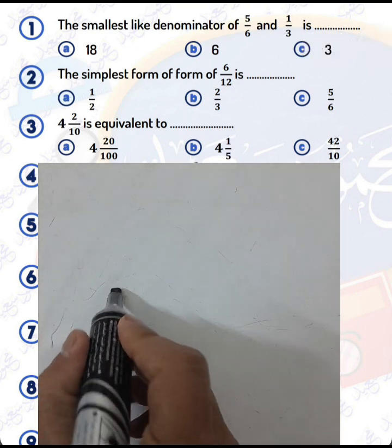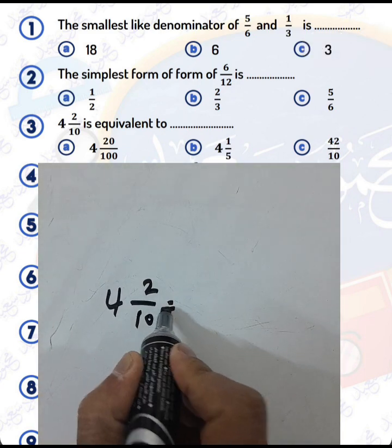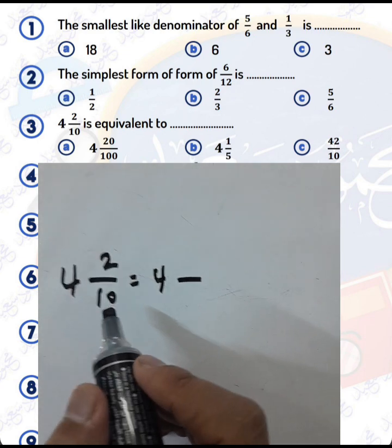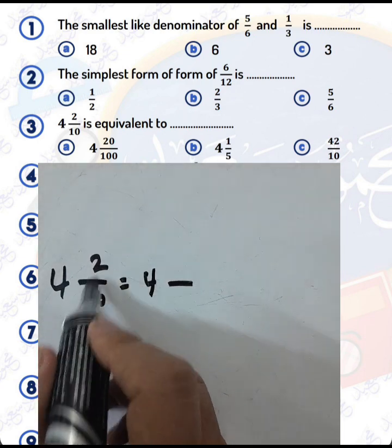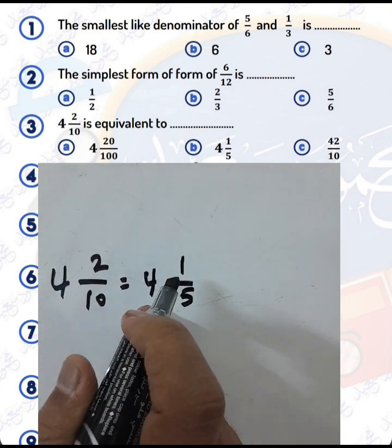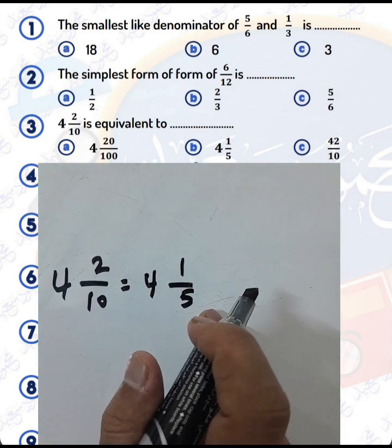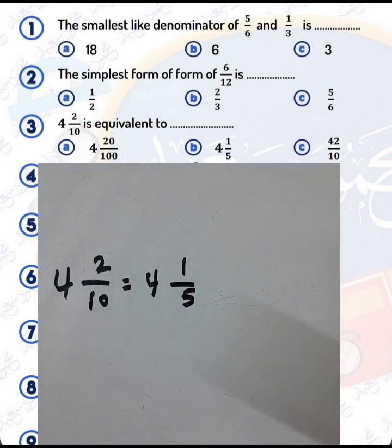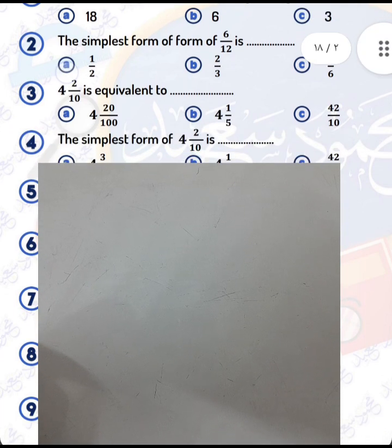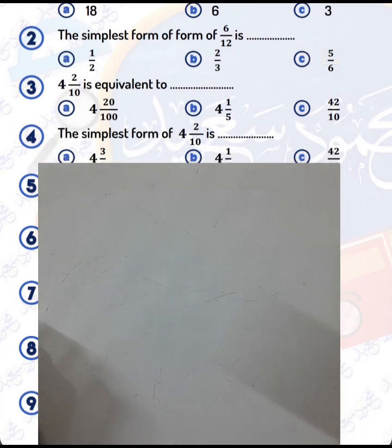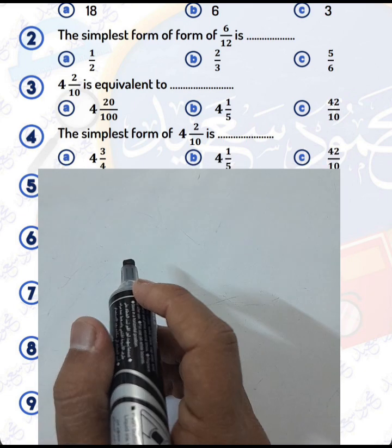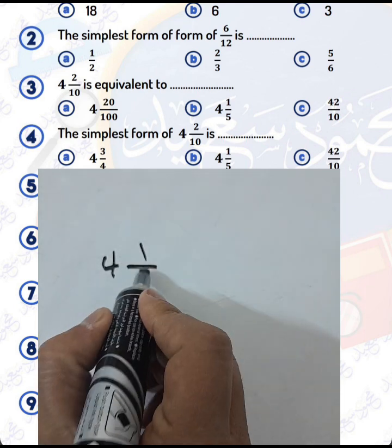4 and 2 over 10 is equivalent to what? We can write 4 and 2 over 10 in simplest form by dividing the numerator and denominator by 2. 4 and 2 over 10 will be 4 and 1 over 5, because 2 divided by 2 equals 1, and 10 divided by 2 equals 5. Then the simplest form will be 4 and 1 over 5. Simplest form of 4 and 2 over 10, it's like question number 3. It will be 4 and 1 over 5.